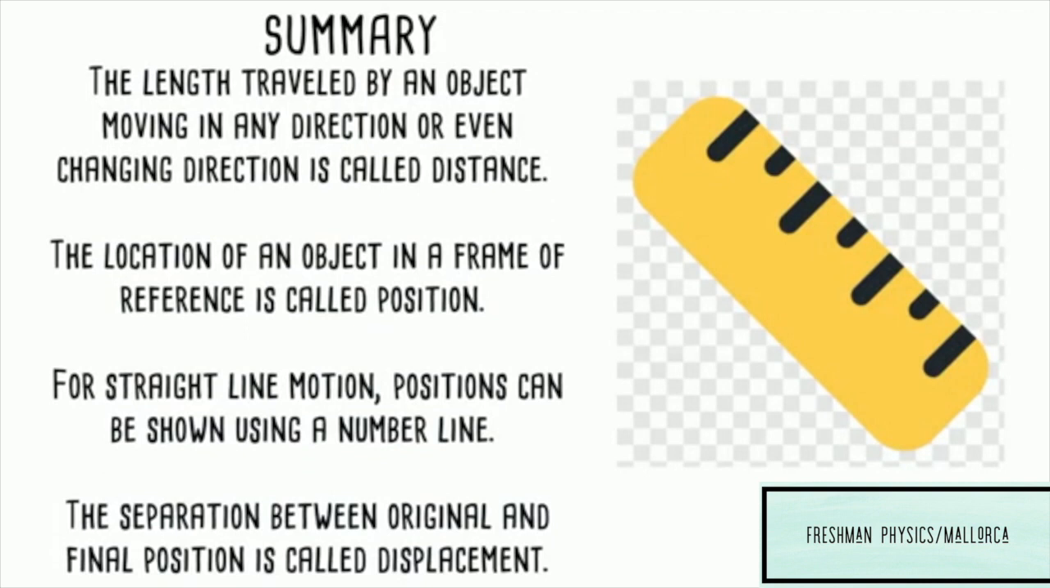To summarize, the length traveled by an object moving in any direction or even changing direction is called distance. The location of an object in a frame of reference is called position. For straight line motions, positions can be shown using a number line, and the separation between the original and final position is called displacement.